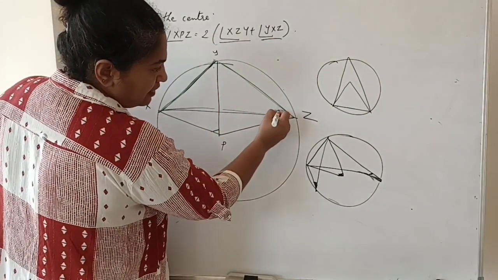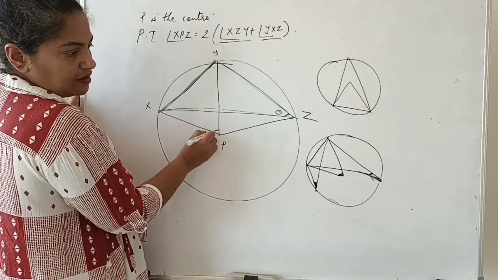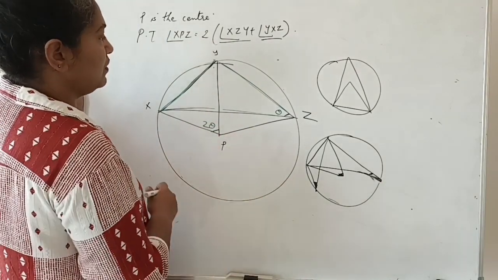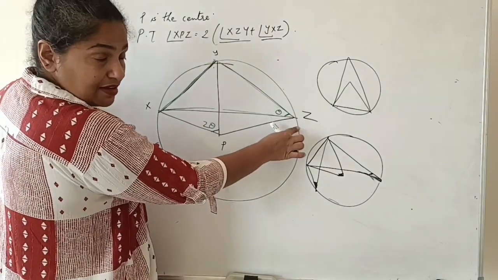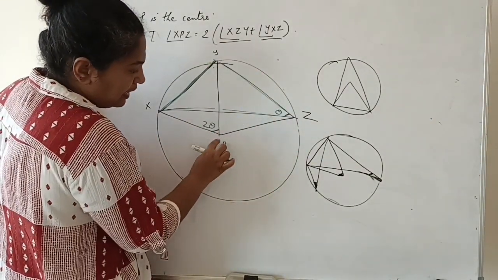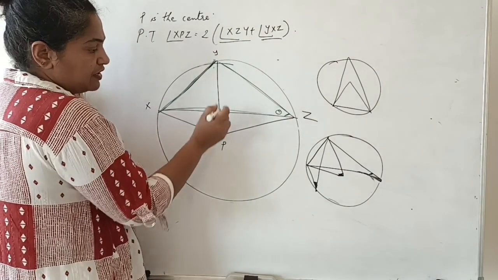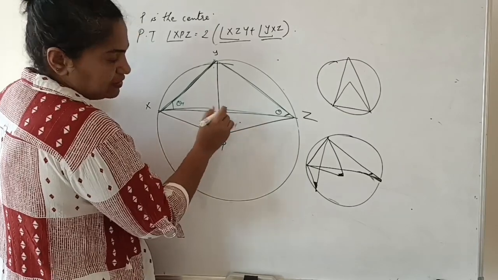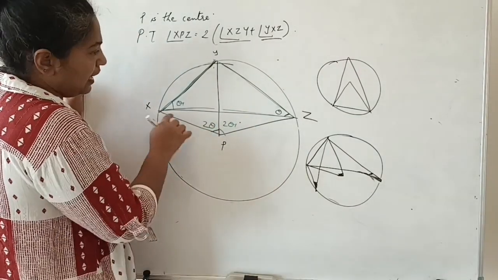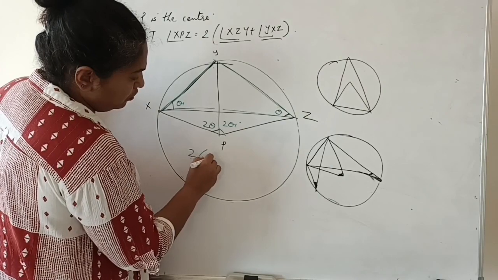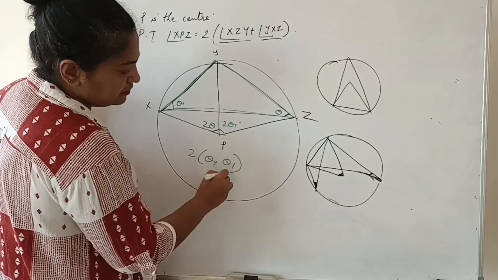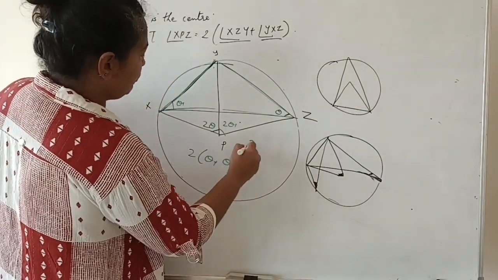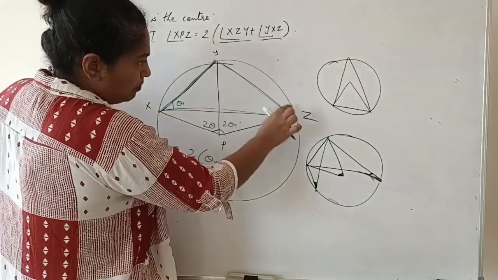So if this angle is theta, what can I say about this angle? This angle is 2 theta. Okay. Now YZ is a chord. YZ is obtaining an angle at the center plus an angle at the circumference. So if this angle is theta 1, this angle is 2 theta 1. So my angle XPZ now became 2 into theta plus theta 1. Okay. Which is actually twice of this angle plus this angle.